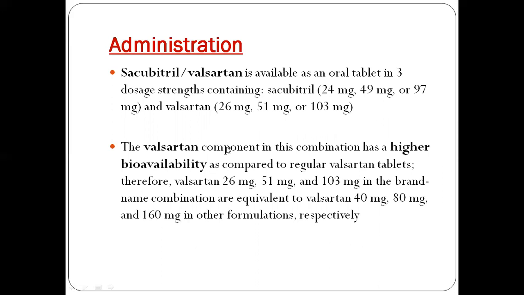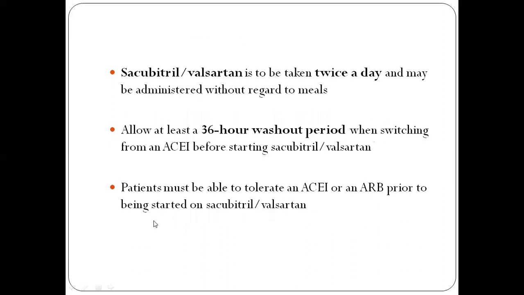What is important is that the valsartan component in this combination has a higher bioavailability as compared to the individual valsartan. So the valsartan 26 in this is equivalent to plain valsartan 40 mg, 51 mg is equivalent to 80 mg, and 103 mg is equivalent to 160 mg. It has to be taken twice a day and can be administered without regard to meals. You should allow a minimum of 36 hours washout period if you are switching a patient from an ACE inhibitor to sacubitril-valsartan.